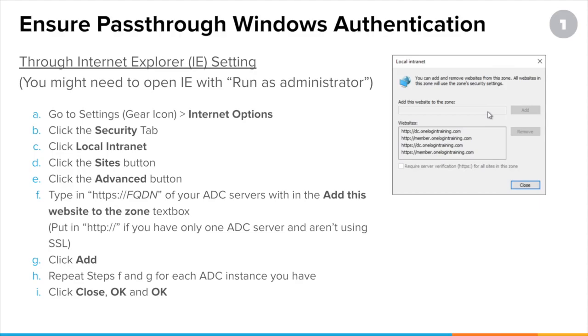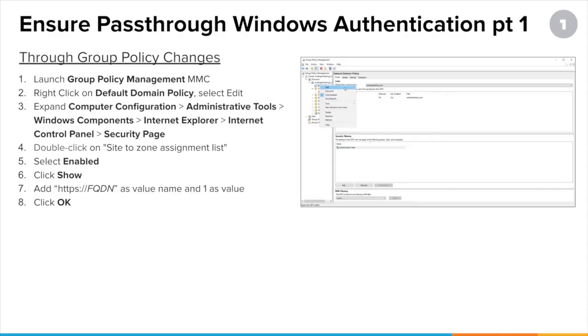So in my environment, I've got two systems I've installed the Active Directory connector software on, DC and member. And thus we see dc.onelogintraining.com and member.onelogintraining.com here. Once you finish, click close. Okay, you're done. But again, you have to go through this on every workstation. So a much better option is to use group policies, right? Again, group policies allow you to push out this change to all the computers within your domain.